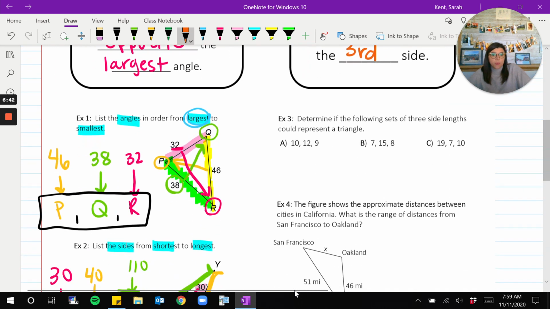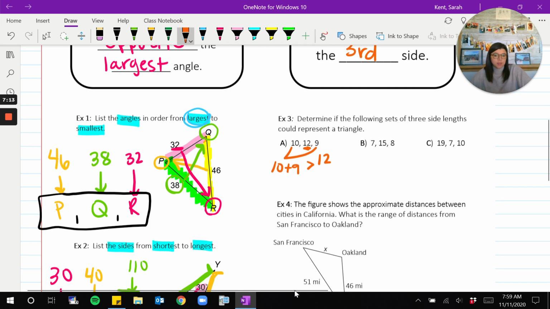So example 3, determine if the following sets of 3 side lengths could represent a triangle. So these are all going to be yes, it makes a triangle, or no, it does not make a triangle. So first, I need to find the biggest side. So here my biggest side is 12, and I'm trying to see if I take 10 and 9 and add them together, will it be greater than 12?